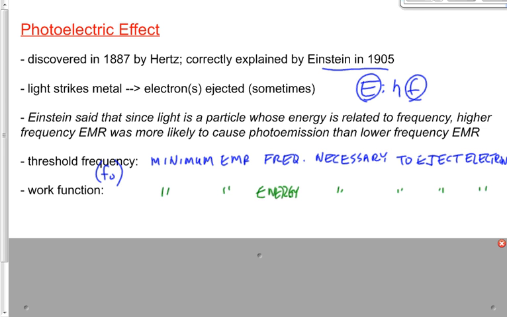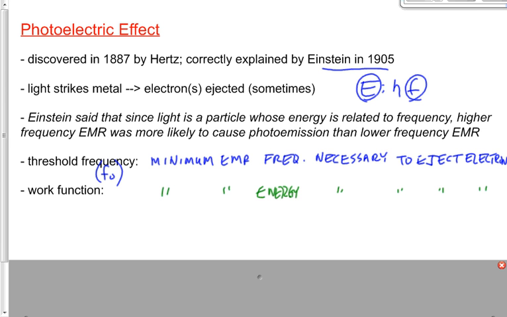Now, listen carefully. If frequency is f and energy is hf, then minimum energy would be h times minimum frequency, f0. Right? The work function, the minimum energy necessary to eject an electron, the energy that's used up in the process of ejecting the electron, is equal to h times the threshold frequency. We can also write that as hc over lambda.